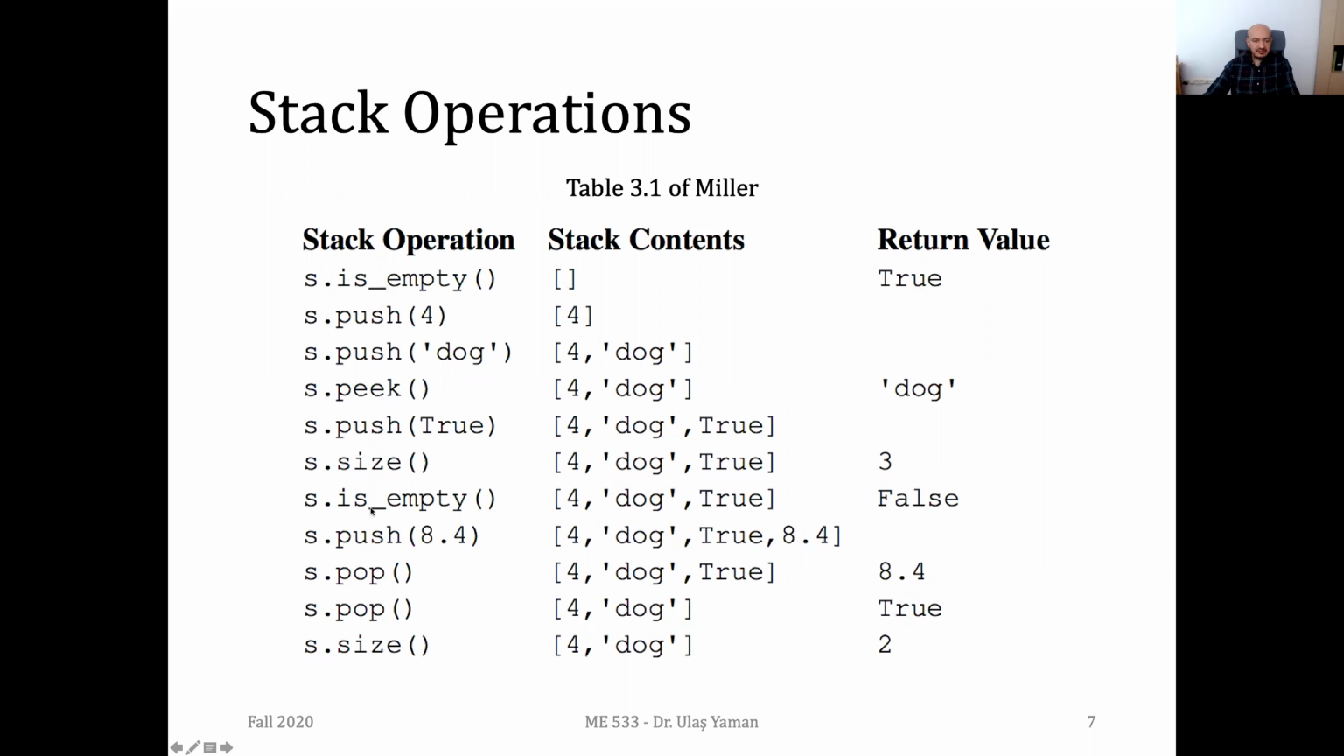We get another item, then pop the topmost item. This was the topmost item, so the result will be 8.4. And as you see, the number of items is decreased since we have used the pop operation. Another pop operation, true is removed, and it is the returned value. And we have 2 items left. Once you check the size, this will return you the size of the list.